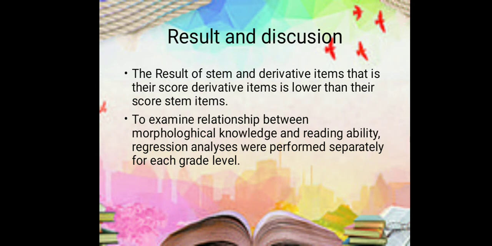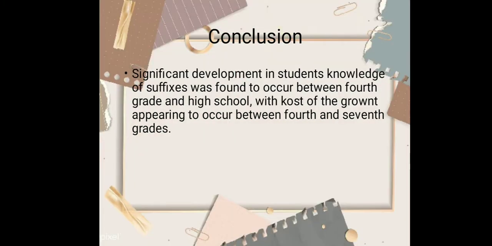Next, the result and discussion. The result is that their scores on derivative items are lower than their scores on stem items. That indicates that they do quite well on stem items, but poorly on derivative items. To examine the relationship between morphological knowledge and reading ability, regression analyses were performed separately for each grade level.